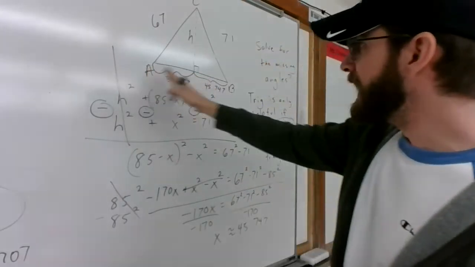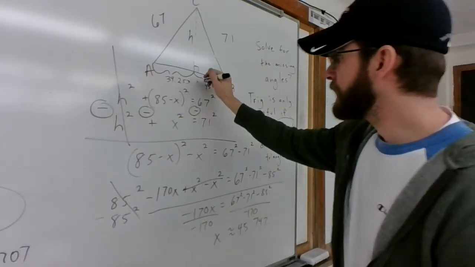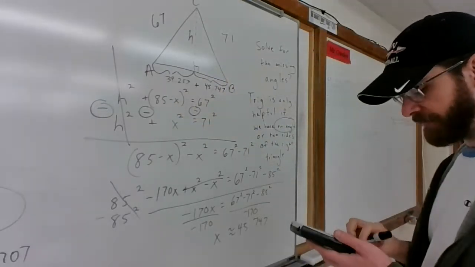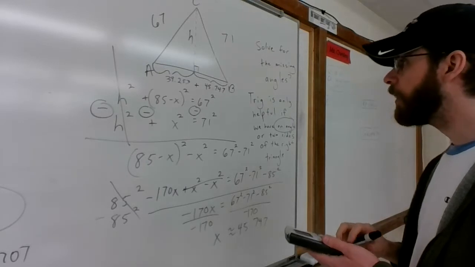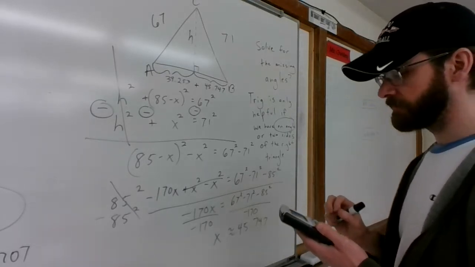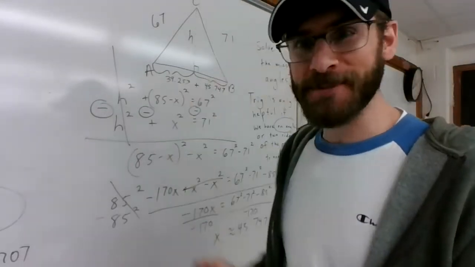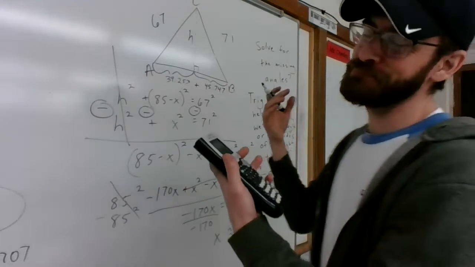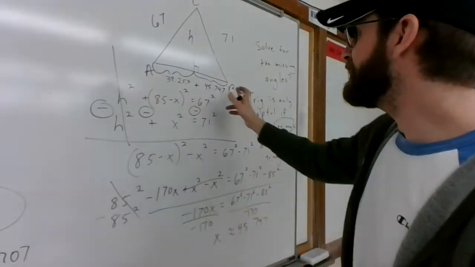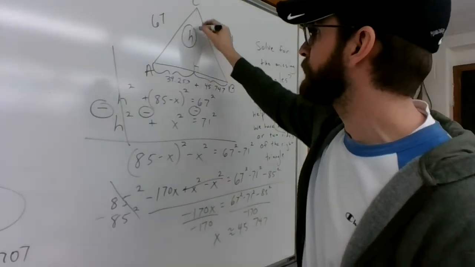So we found our base. Our base is 39.253 plus 45.747. The base of this triangle is... Oh, wait, we already knew it was 85. Whoops. Okay, so that was my fault. 85. We really only needed to solve for h.